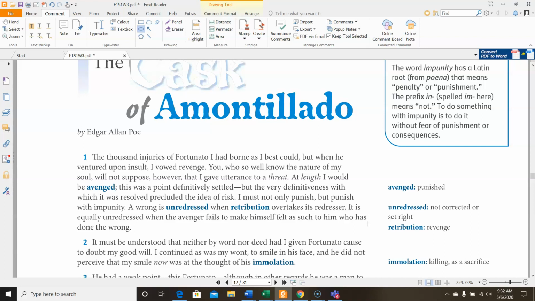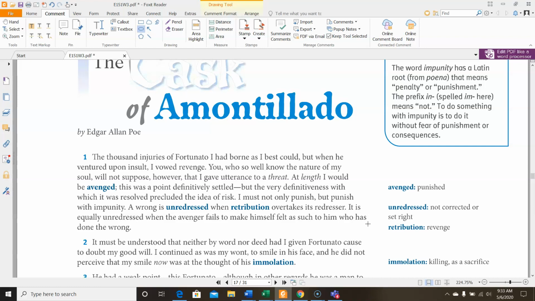The 1,000 injuries of Fortunato I had borne as I best could, but when he ventured upon insult, I vowed revenge. You, who so well know the nature of my soul, will not suppose, however, that I gave utterance to a threat. At length I would be avenged. This was a point definitely settled, but the very definitiveness with which it was resolved precluded the idea of risk. I must not only punish, but punish with impunity. A wrong is unredressed when retribution overtakes its redresser. It is equally unredressed when the avenger fails to make himself felt as such to him who has done the wrong.